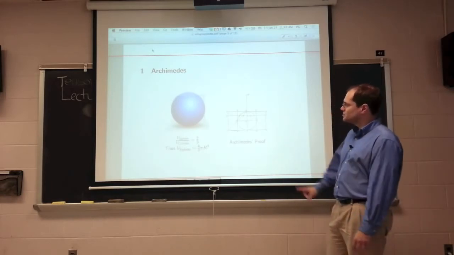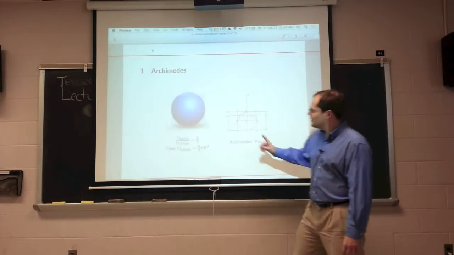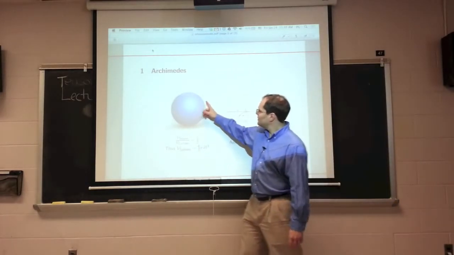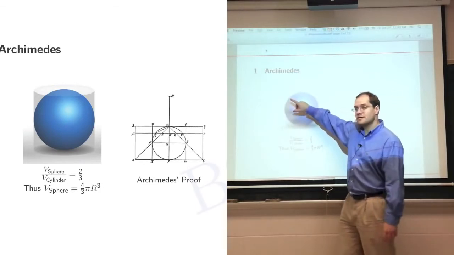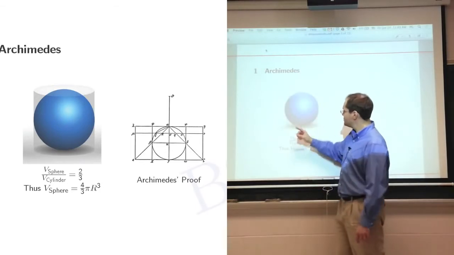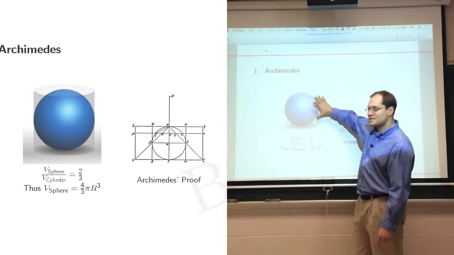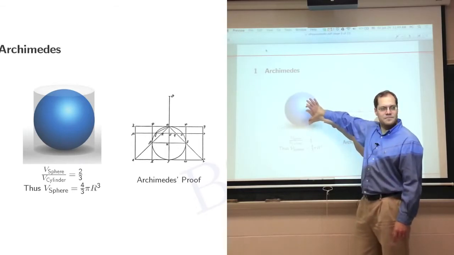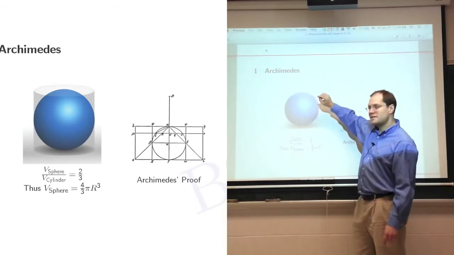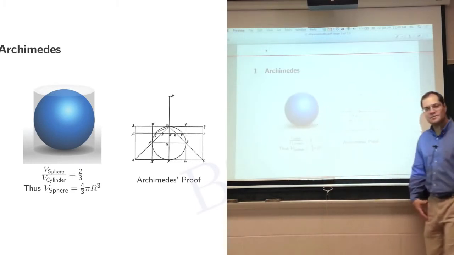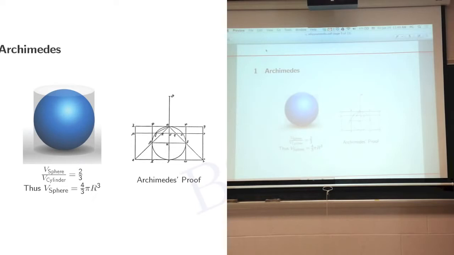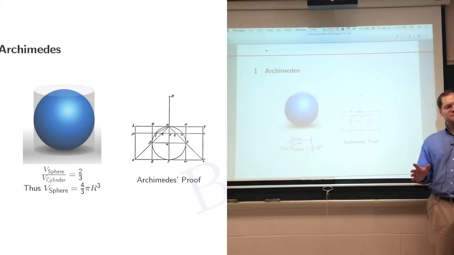He proved by geometric methods, you can probably barely see it, that if you put a sphere of radius r inside a cylinder so that the radii match and the height of the cylinder is exactly the diameter of the sphere, the volume of the sphere is 2/3 the volume of the enclosing cylinder. So why is that significant?